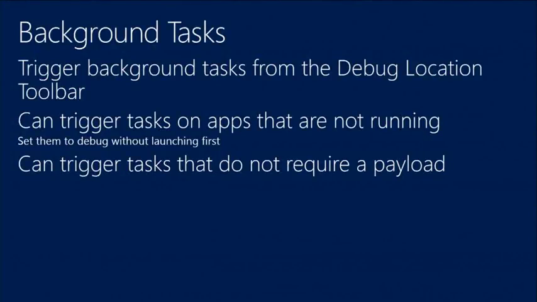So you can trigger them from that new toolbar, right? You just have to make sure that it's enabled, and that's the debug location. And they don't have to be running. Now, the nice thing about this, too, is you can also trigger background tasks that require some sort of payload, and you can fake out the payload. So if it requires some data supplied into it, you can still start the task, and then you can manually modify all of your local variables like you do with your debugging to modify the payload as necessary.